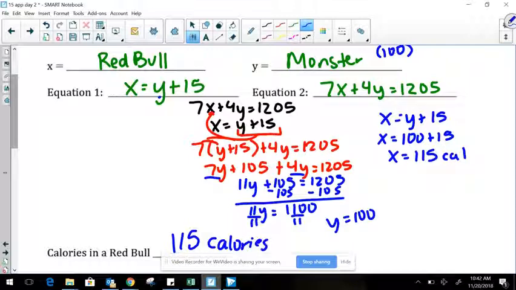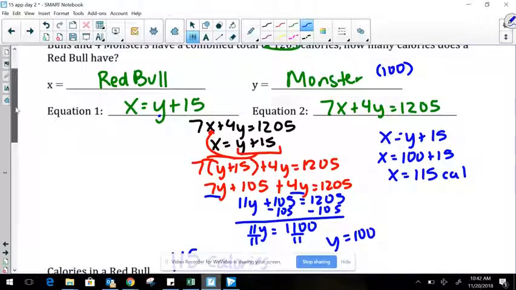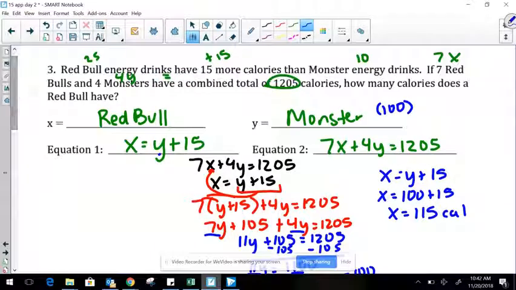And then let's double check to make sure that makes sense. So Red Bull has 115 calories. And in the problem, it says, okay, Red Bull has 15 more than Monster. Okay, so this is greater than 100. We're good. We did everything correctly. Okay, so your classwork today has a couple of these types of problems. It also has a couple from yesterday as well, so we can get used to doing different kinds combined.